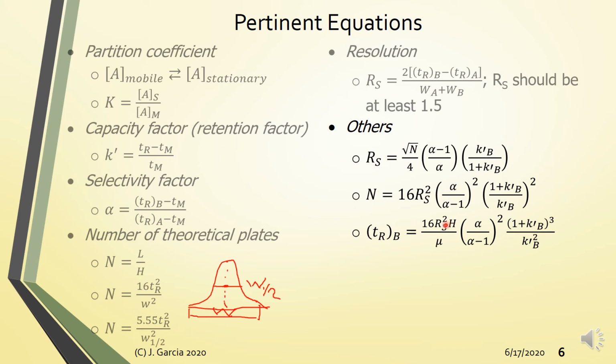So what can we observe here? The higher the resolution, the higher the number of theoretical plates. Another way of saying that is that the greater your theoretical plates, the higher the resolution. And this shows us column efficiency. An efficient column will give you greater separation, hence greater resolution.